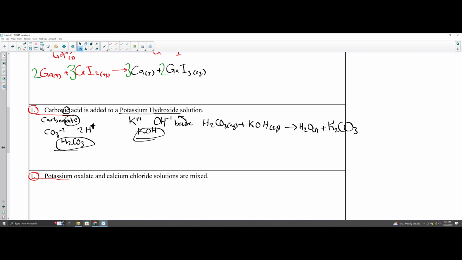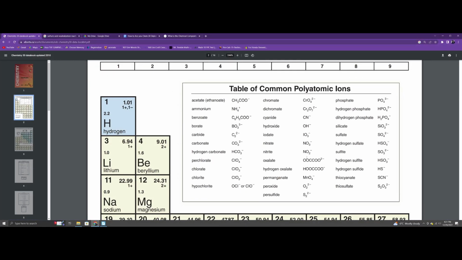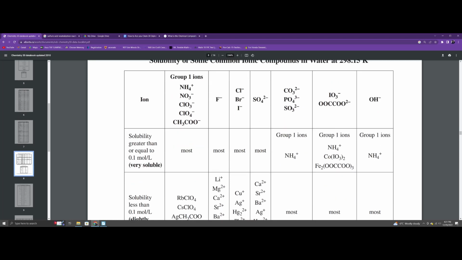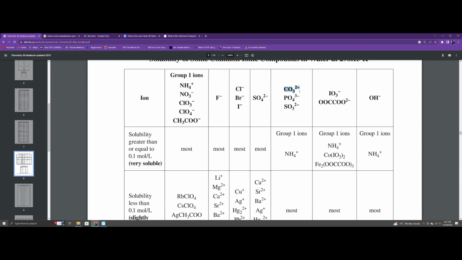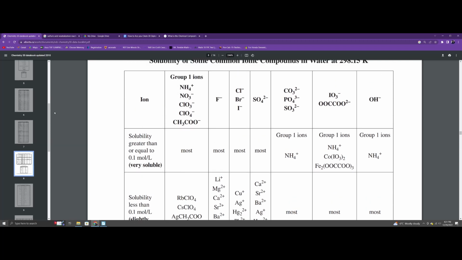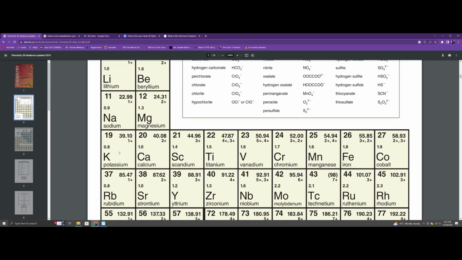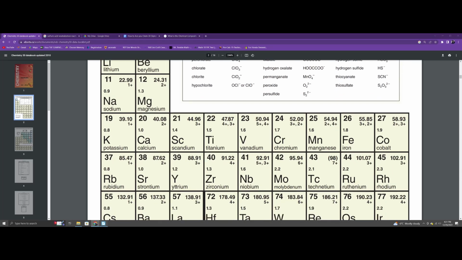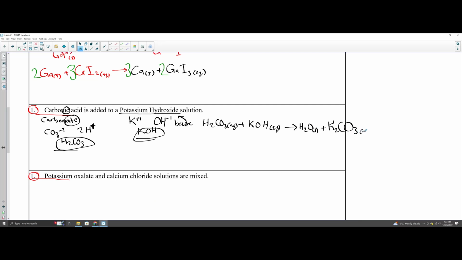Let's check if that's a precipitate or not now. Let's see here. So we go down to, there we go, carbonate, group 1 ions. Most things are not soluble. Let's check if potassium's a group 1 ion. Potassium, there it is, group 1. So yeah, that's going to be quite soluble. So that would be aqueous. Usually it's not. Now just the balancing.